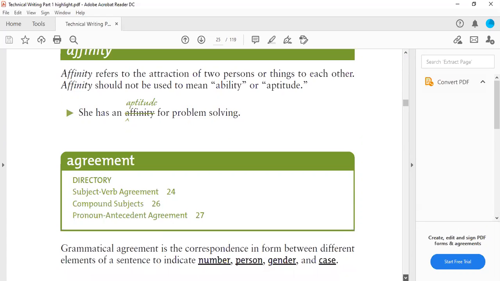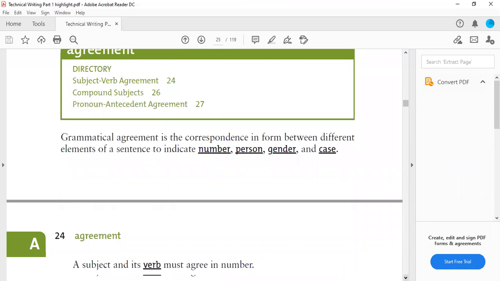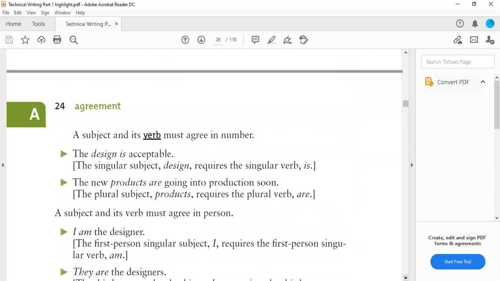clear for you. A grammatical agreement is the correspondence in form between different elements of a sentence to indicate number, person, gender, and case. So a subject and its verb must agree in number. Look at this example. The design is acceptable. The singular subject design requires the singular verb is. So that's why we have subject-verb agreement.